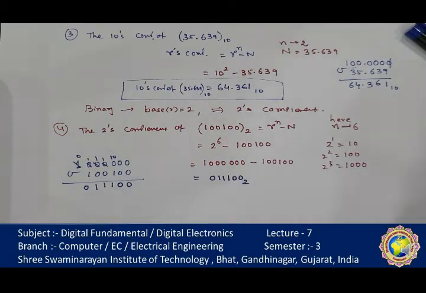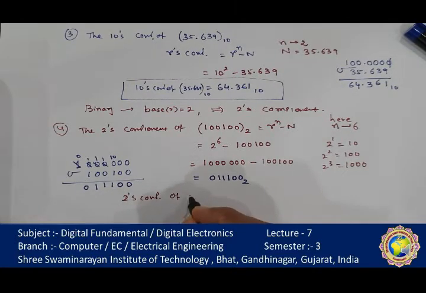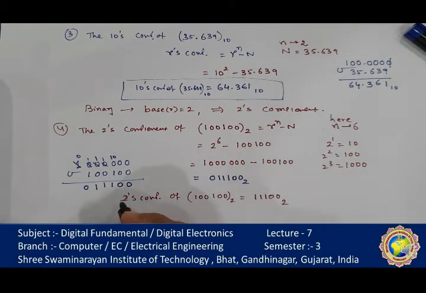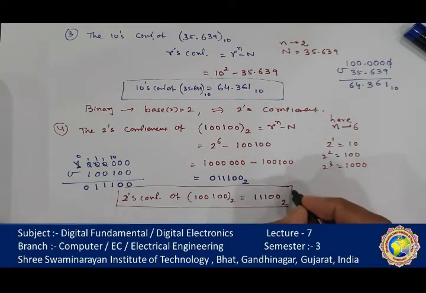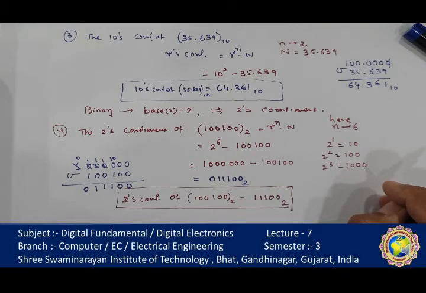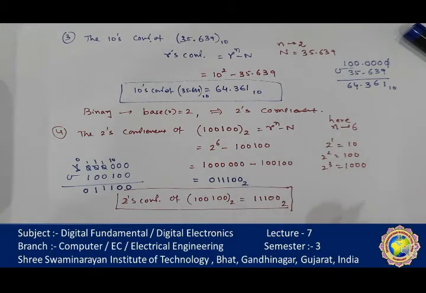So finally we can say that the 2's complement of 100100 binary is equal to 011100 in binary. From the definition here, the 2's complement can be formed by leaving all the least significant 0s and the first non-zero digit unchanged, and replacing ones by 0 and zeros by ones in all other higher significant bits. This is the second thing.